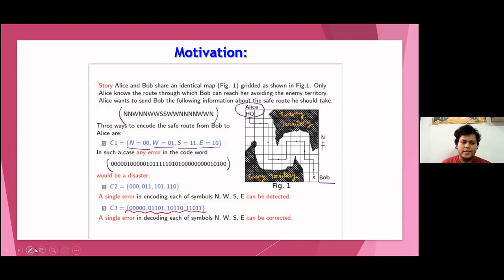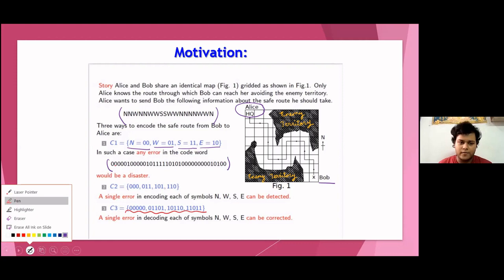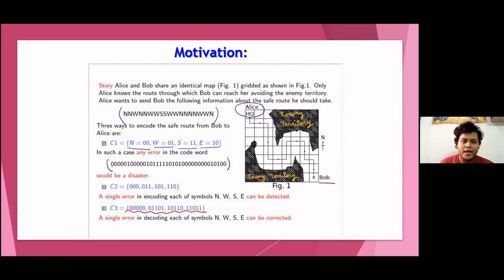Now, suppose there is some error during the transmission of this code. So what will happen? Instead of this N and W, suppose by mistake this 1 has got some error and is transmitted as 0, then Bob will go 1 unit north, and now instead of turning towards this direction, Bob will go straight ahead and end up in the enemy territory. Same is the case over here. If the transmission is not properly done and he should go south, again he will end up in the enemy territory. This is something that we don't want, right?